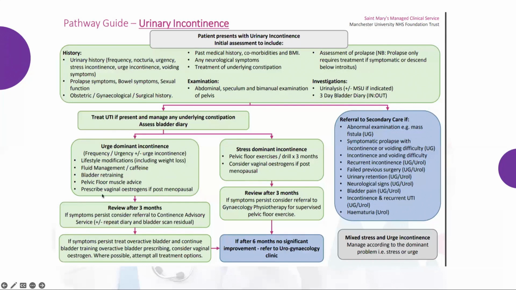So when you review them after the conservative management of 3 months, okay? If after 3 months they are still having symptoms, of course, you refer them for further surgical measures at the secondary care level. Clear so far? I think this is a very easy flow chart to remember how to go about any type of incontinence.